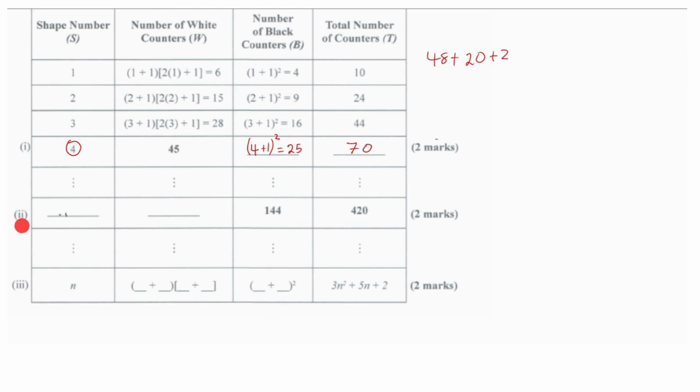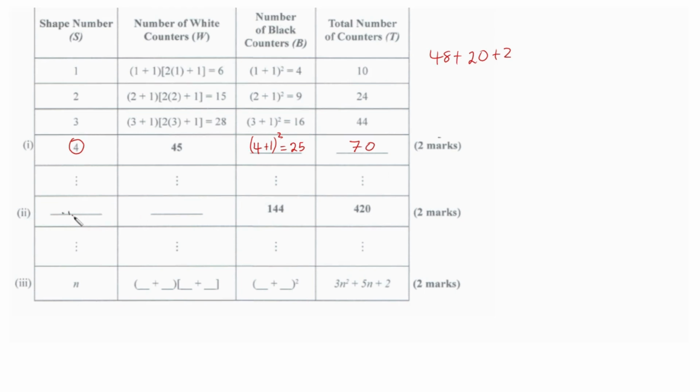We move on to part 2 of the question now. We are given these values and this value, and we want to work out the missing bits here. From the column where we have the black counters, we have 144, and from this we can see that this is n plus 1 all squared. So we can write n plus 1 all squared and equate it to 144 to find the value of n. So part 2, we are required to complete this part and this part.